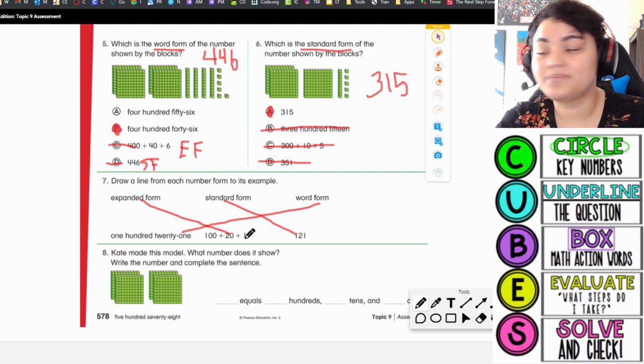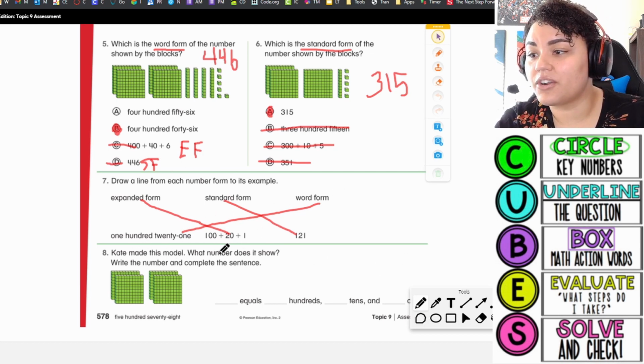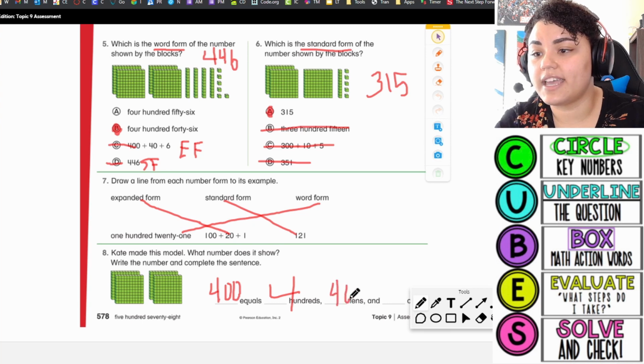So we have it. All right, Kate made this model. Which number does it show? Write the number and complete the sentence. So we have 1, 2, 3, 4 hundreds, which equals 4 hundreds, 40 tens, and 400 ones.